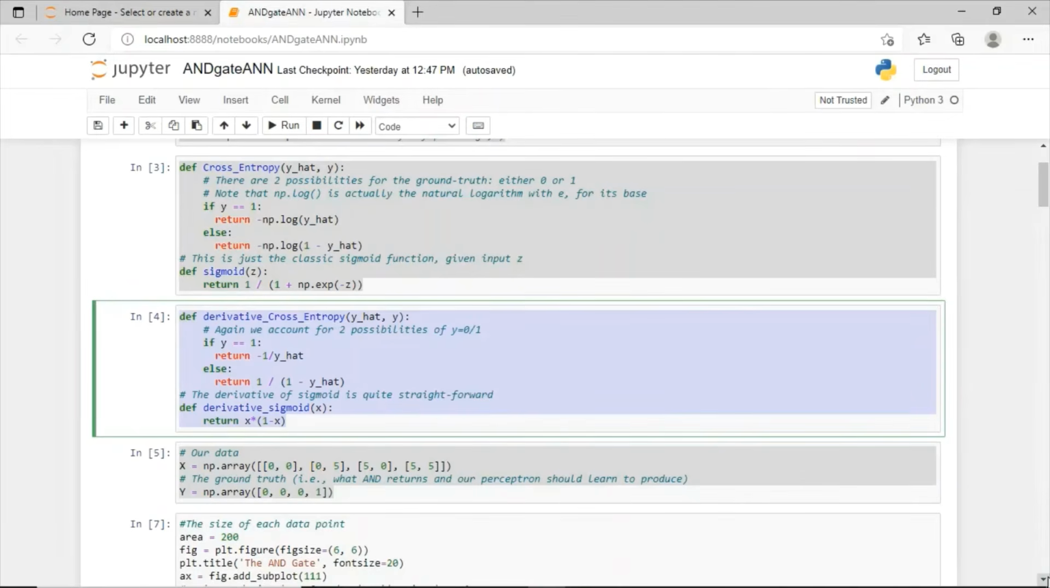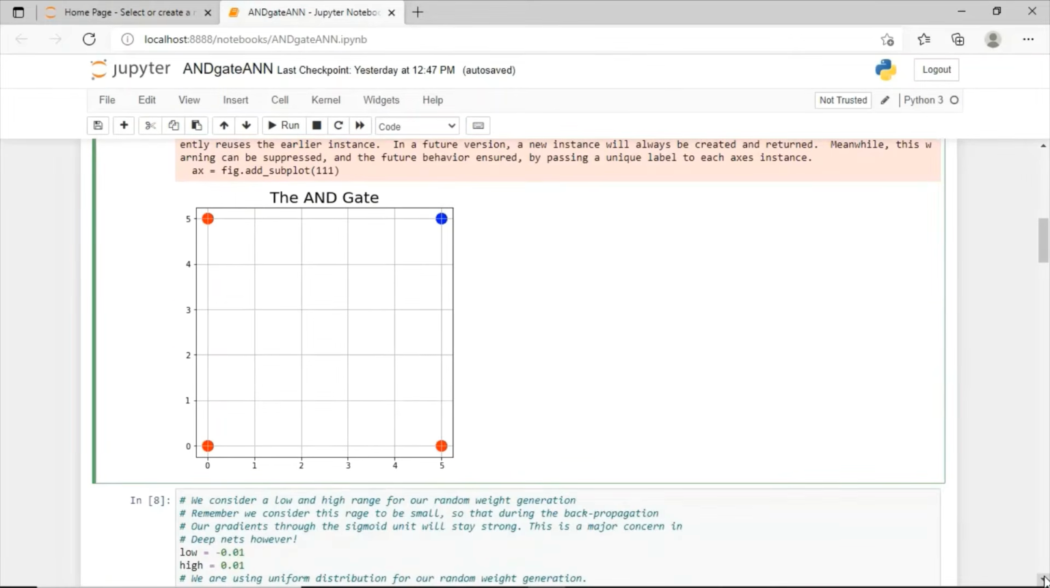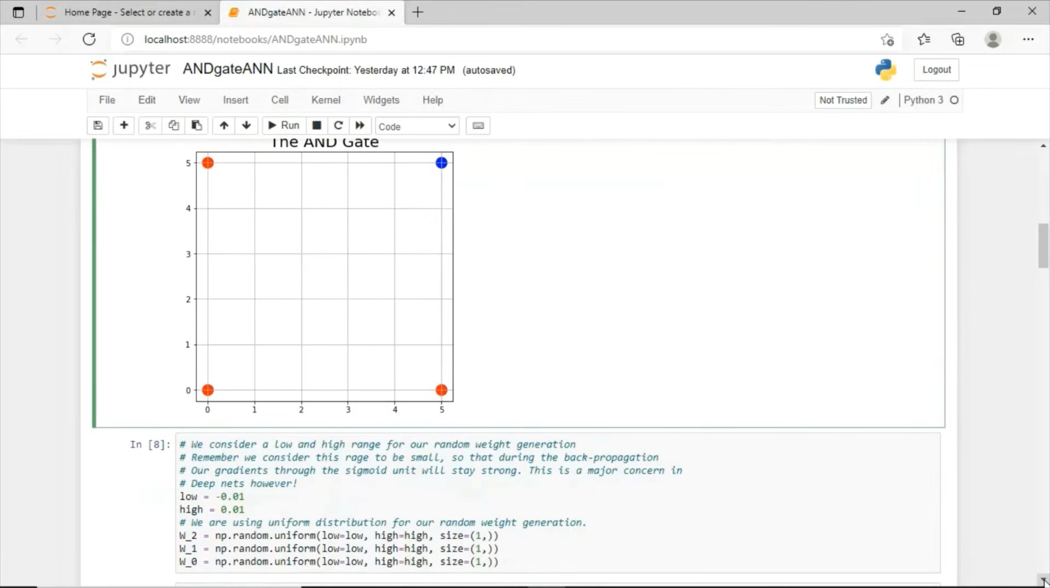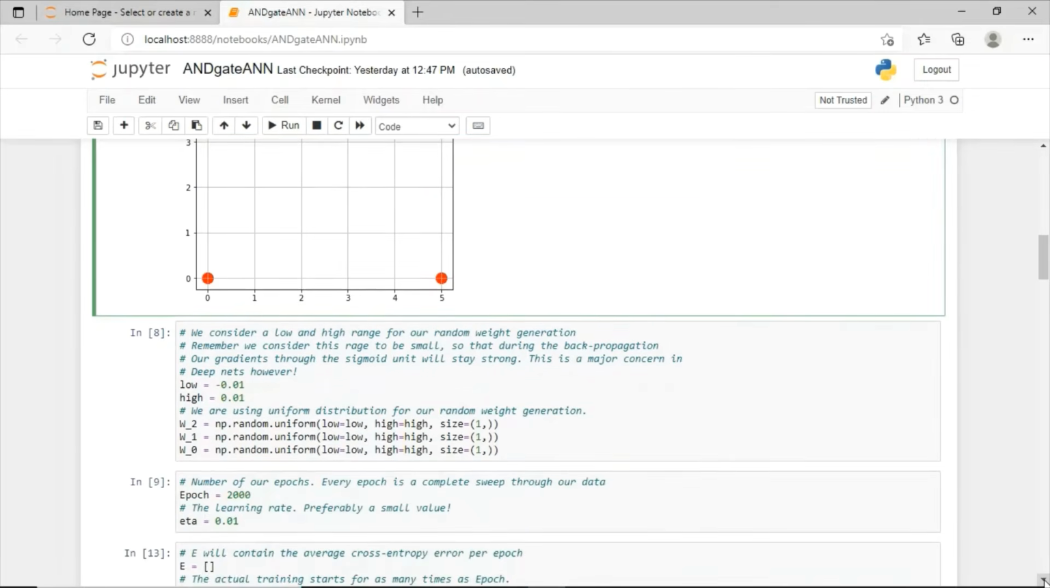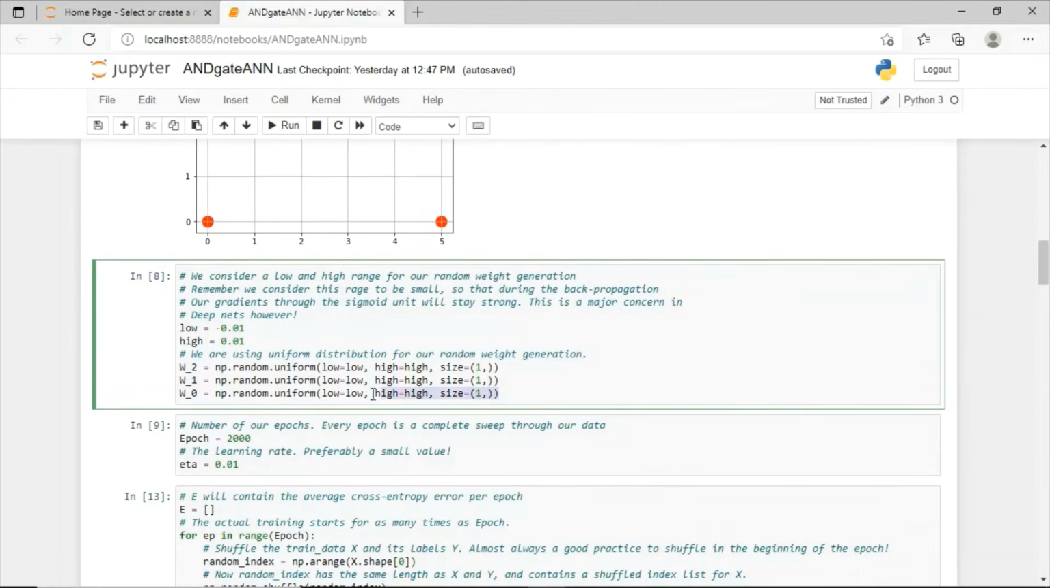And then here what we are doing, I'm just creating the plots so that I could visualize the data points for the AND gate, and this is the kind of visualization that I'm getting. Now, next thing, we know that to build a neural network we have to initialize some weights. So in this case, if you remember this one, here I am performing the weight initialization.